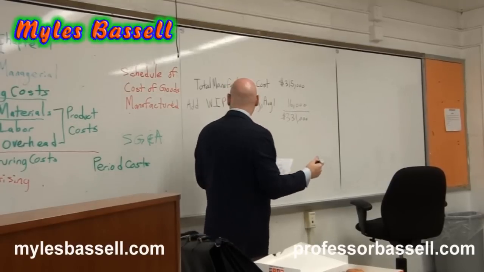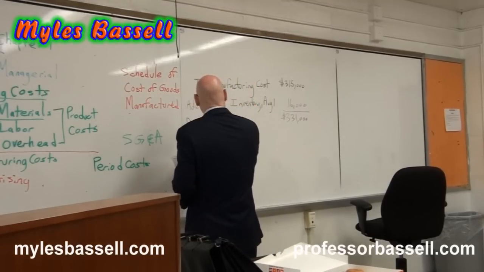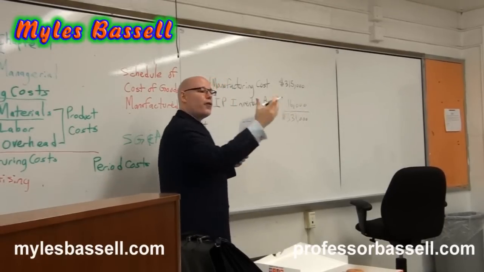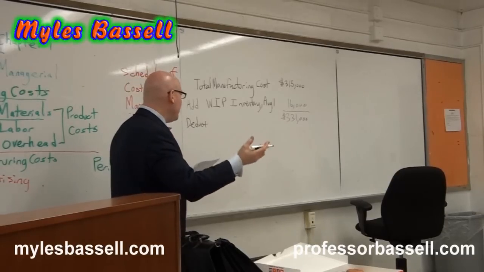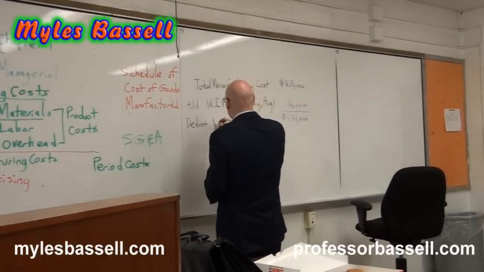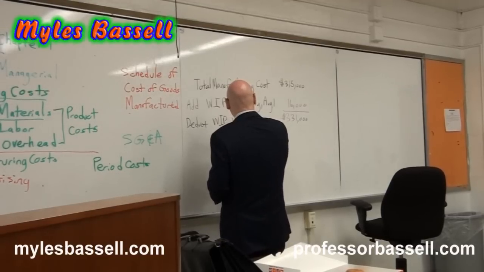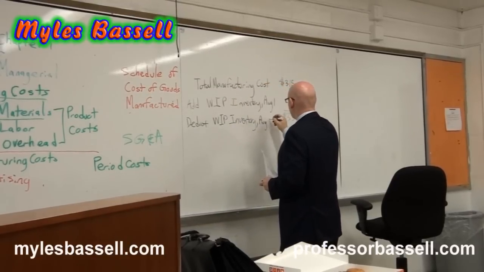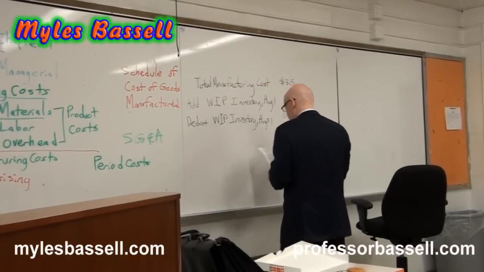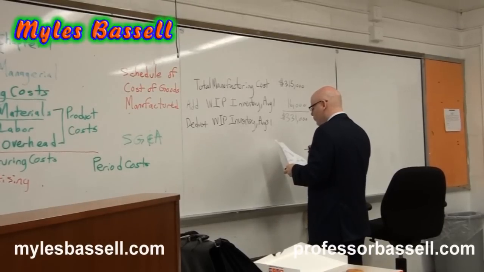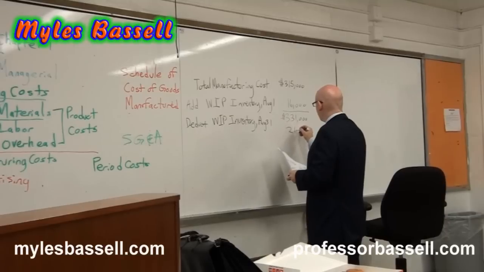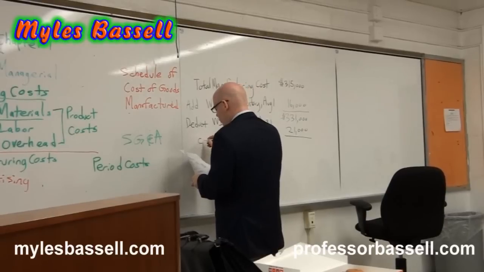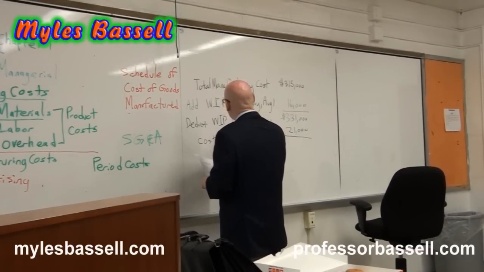But then what? Then we need to find out, well, if we added the work in process inventory at the beginning of the month, then we need to subtract the work in process inventory at the end of the month. Which is how much? $21,000. And that gives us the cost of goods manufactured.